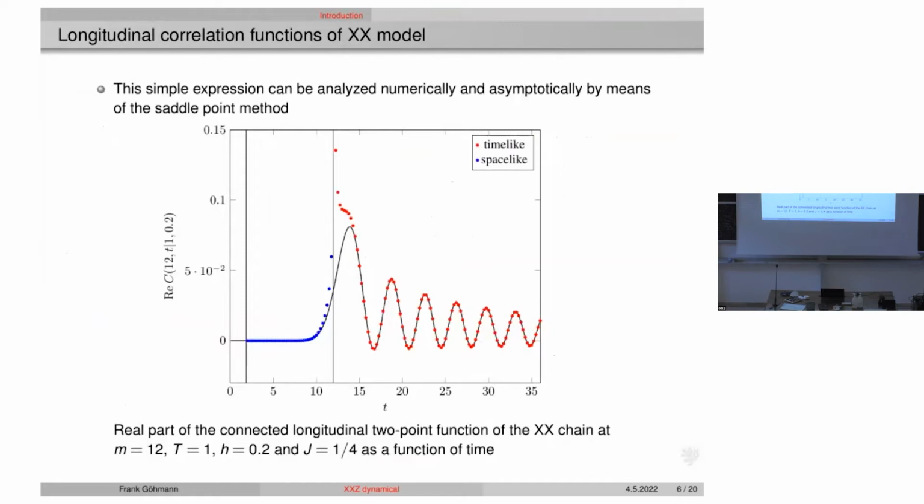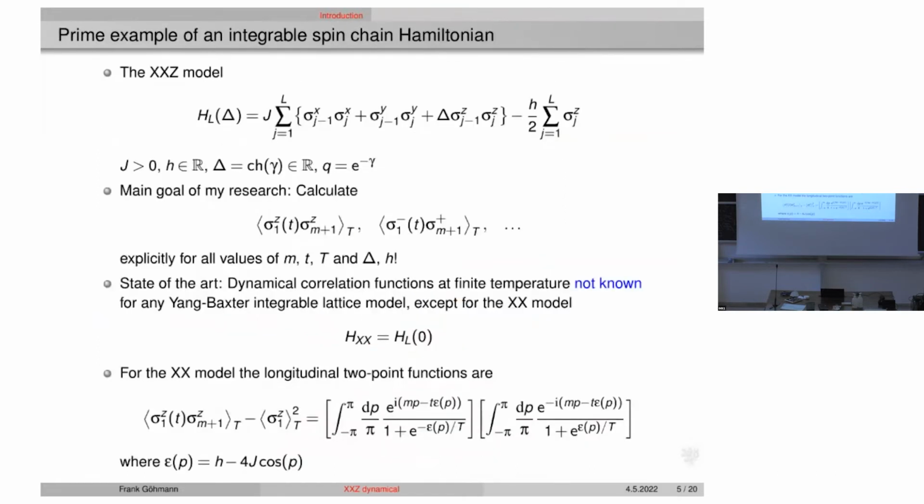It's the two-point function, just this one, sigma z, but I subtracted the square of the magnetization so that it goes to 0 in the limit.